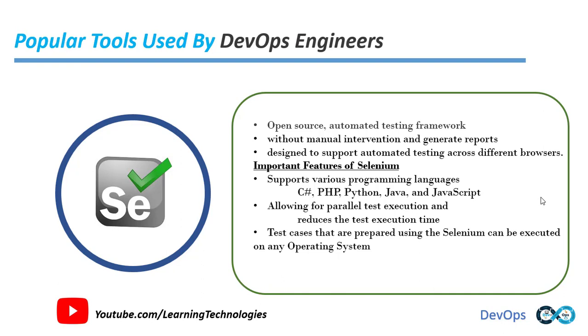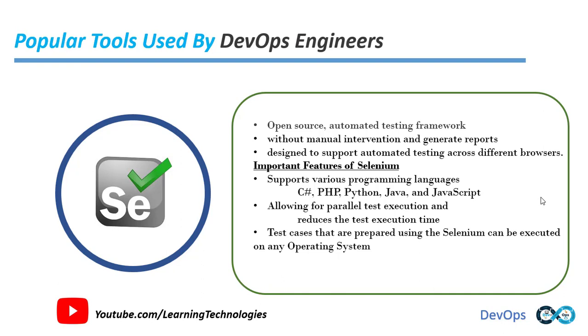Selenium can repeatedly apply those tests to our application without manual intervention and generate the reports. These reports can be used by testers individually to see if the application is behaving correctly or not. Selenium is the most popular DevOps tool and is specially designed to support automated testing across different browsers.